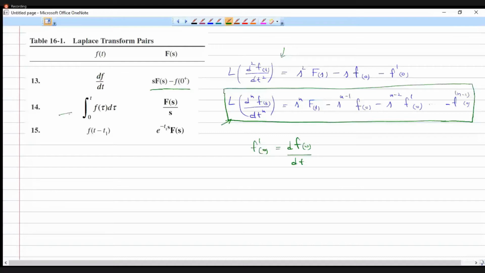Similarly, you have a ready formula available to find the Laplace transform of the integral of a function. The integral from 0 to t of f(tau) d tau is equal to F(s) by s. So the method to remember is, for a derivative you multiply F(s) by s, and for an integral you divide F(s) by s.